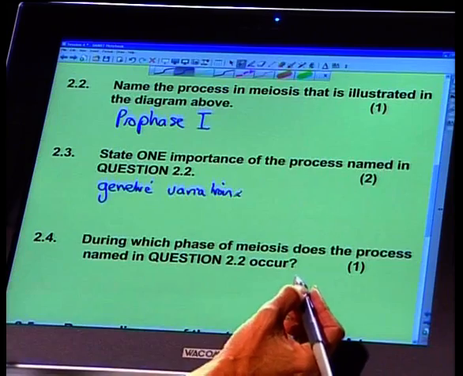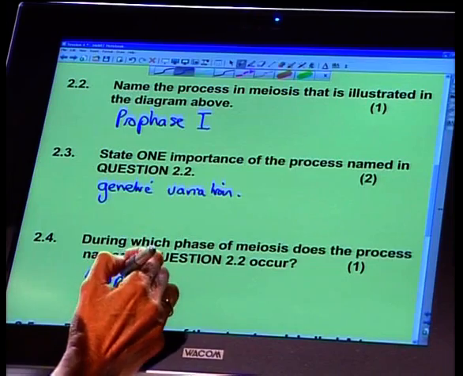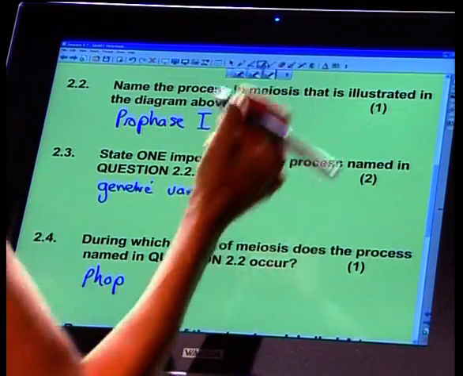What have I done here? Which phase would be prophase 1? And I've just cocked up. I'm sorry. Okay, people, now you've got that on your paper.